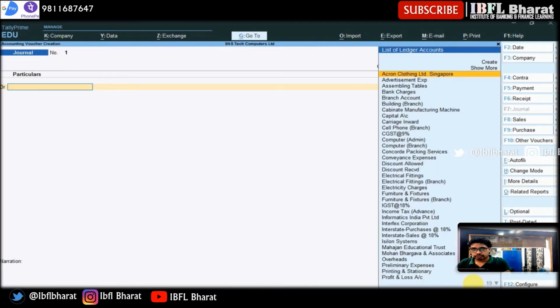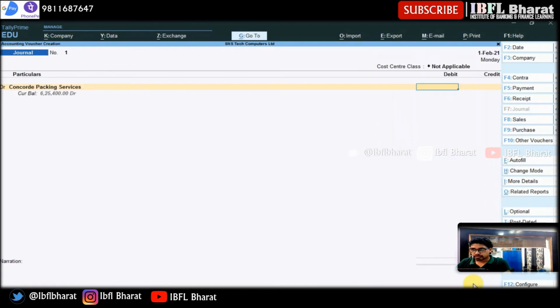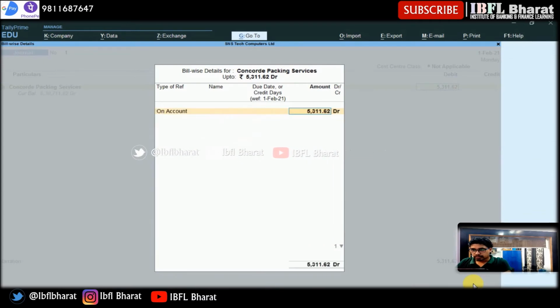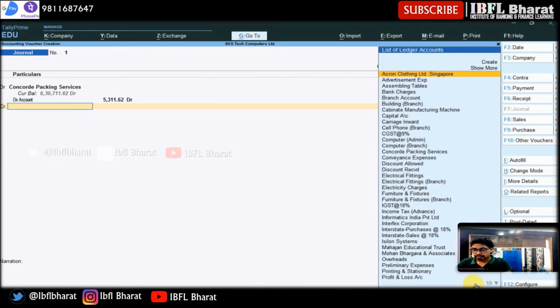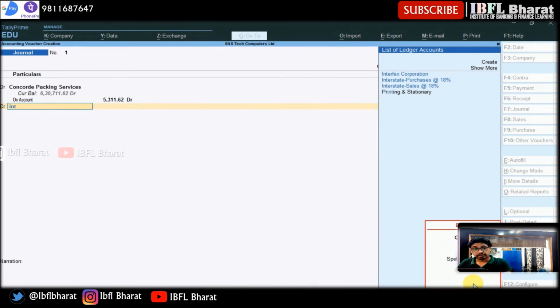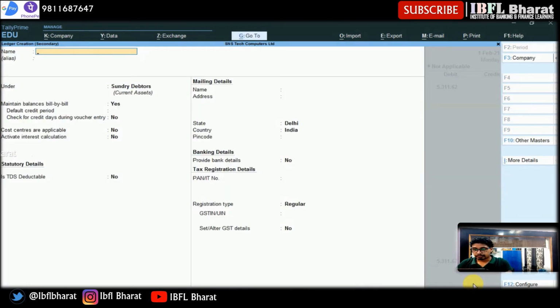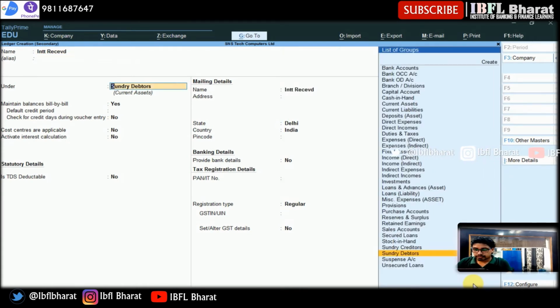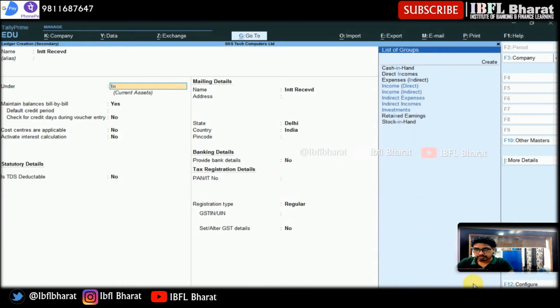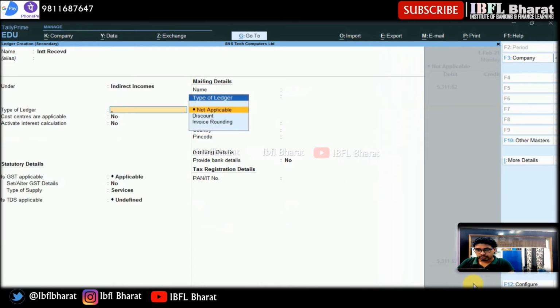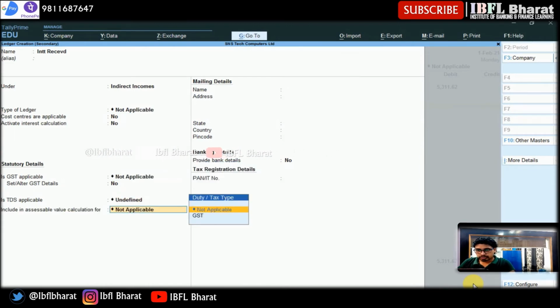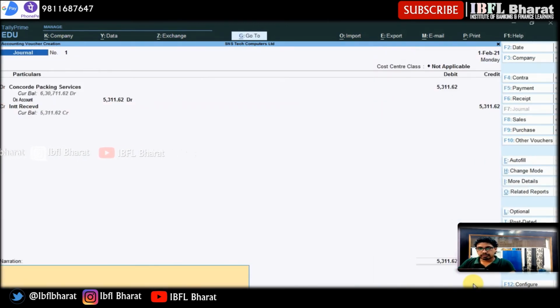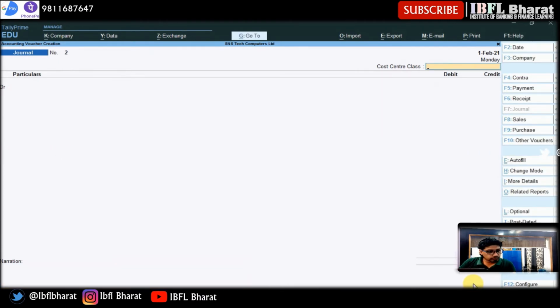So we have to add it in the Concord account. You just come to the voucher, take Concord Packing Services, enter the amount 5,311.62, take it on account. This will be the entry, and it is going into the interest received ledger. So press Alt C and prepare a ledger, interest received, use abbreviations, and we are receiving interest here, under indirect incomes. There is no GST applicable on this. This is the additional amount which we had added to Concord Packing Services account.